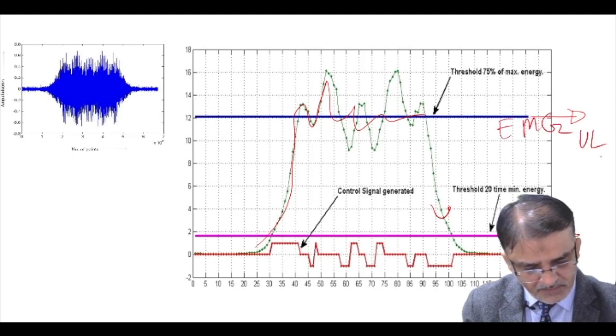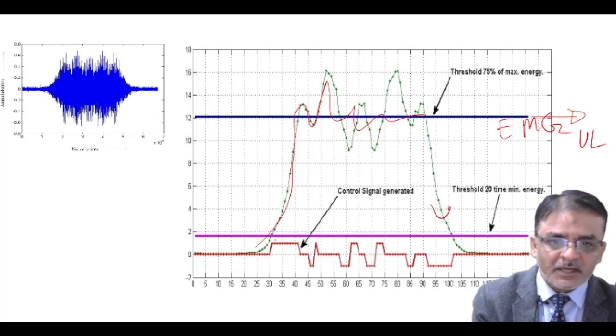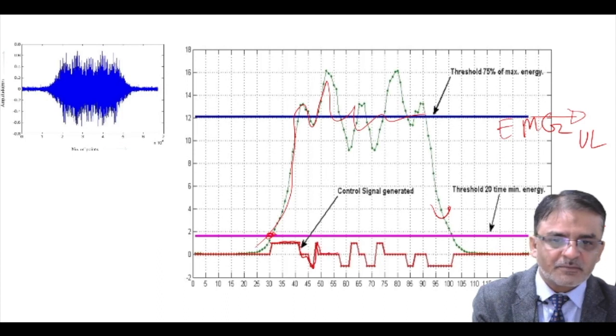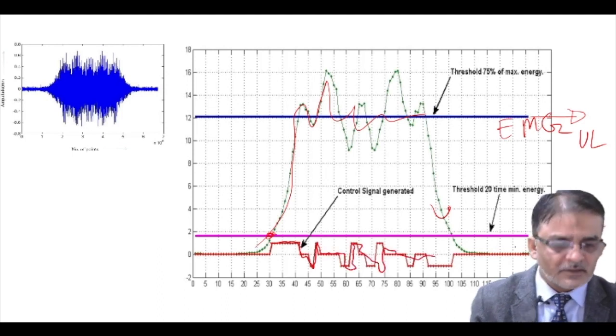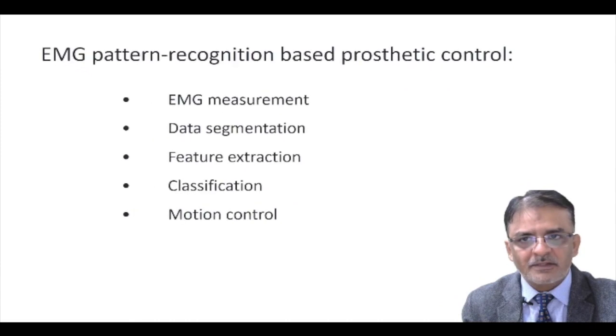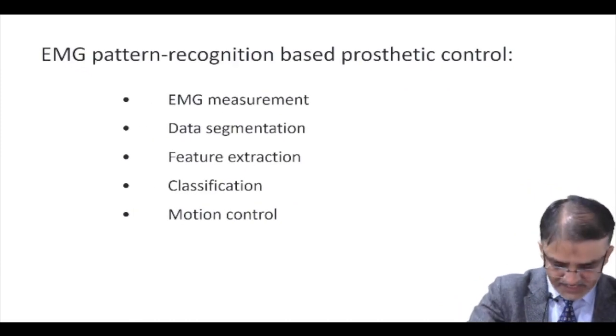This is the upper limit, this is the lower limit. When the muscle potential or the electrical activity crosses this point, we give a rotation to the motor. If it goes down, we give a negative rotation, then positive rotation, negative rotation, positive rotation, and that way we control the motor used in assistive devices.